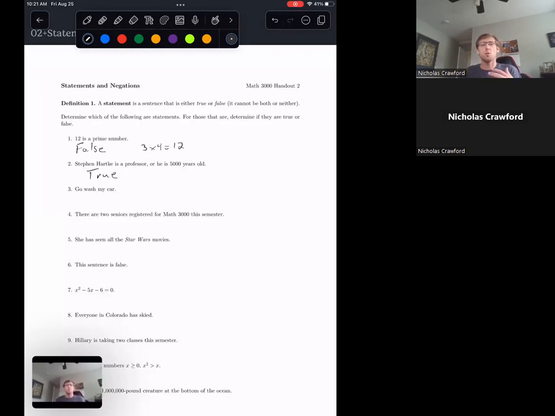So that's the difference between inclusive and exclusive or. So like if I was going to the movies and I said, hey, do you want to see Star Wars or Mission Impossible? It's kind of implied that you can't see both, but in math, we always use the inclusive or. So that means it's one or the other or both.